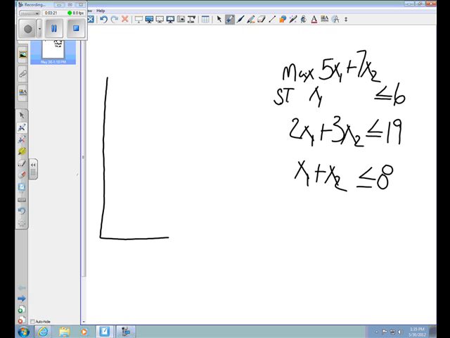So the vertical axis will be the x2 axis, and the horizontal axis will be the x1 axis. Now you could do it backwards. You could have x1 on the vertical and x2 on the horizontal. You'd still get to the same conclusion ultimately as long as you were consistent. But convention tells us that we put the first decision variable on the horizontal axis and the second on the vertical axis.